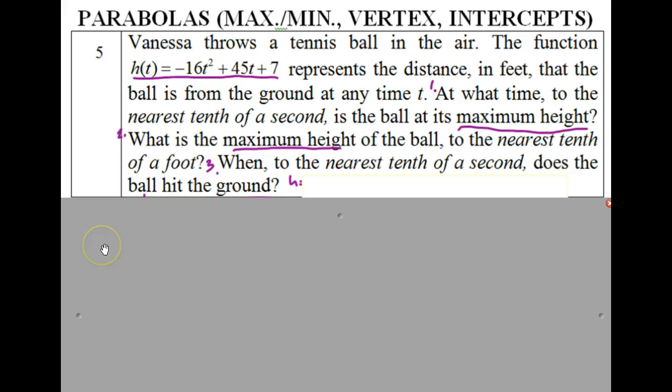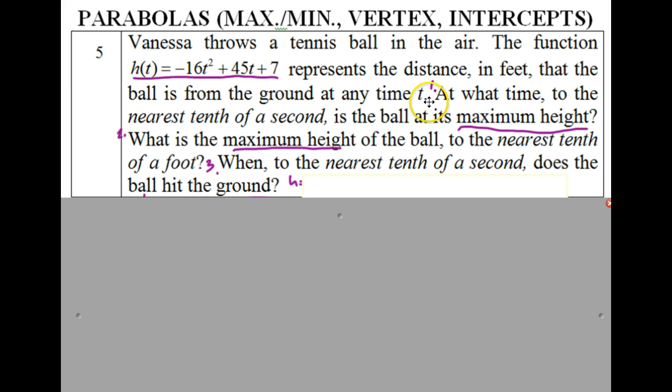Question number 5 involves parabolas, applications. We have an object going up in the air. This is a very common question we looked at often. Projectile motion type question, and it's modeled by this function. So the first thing you'd want to do if you had this question is underline the key information. And this question actually has 3 parts embedded into it. So that's our key function right here.